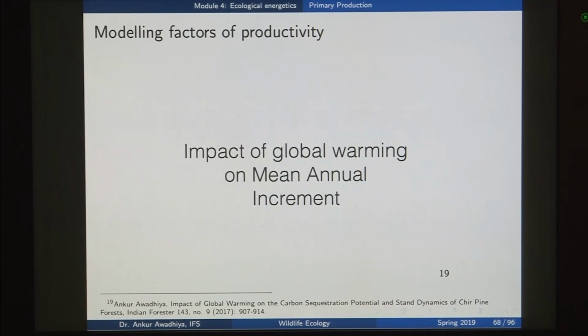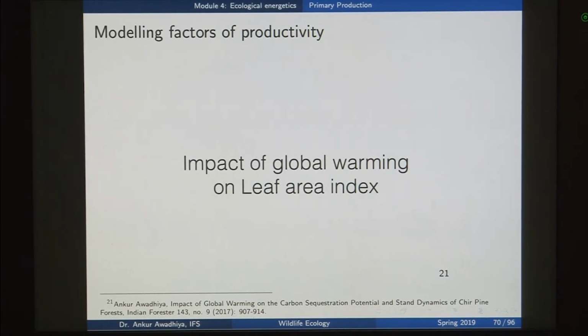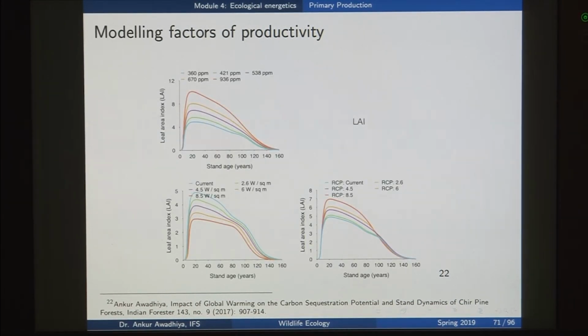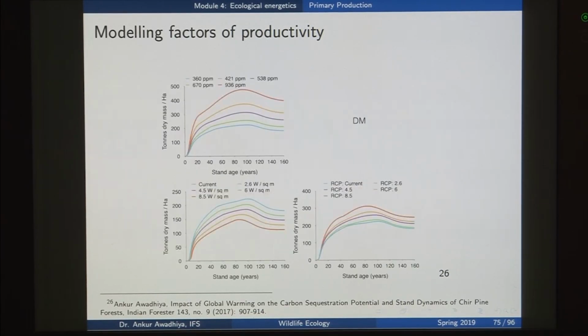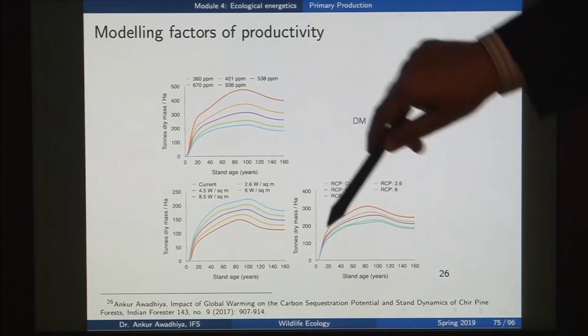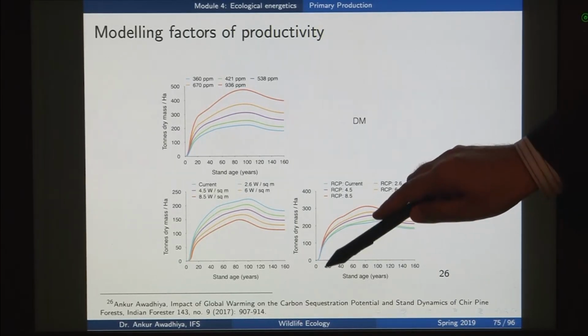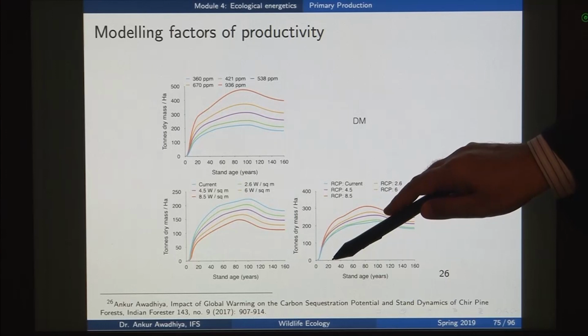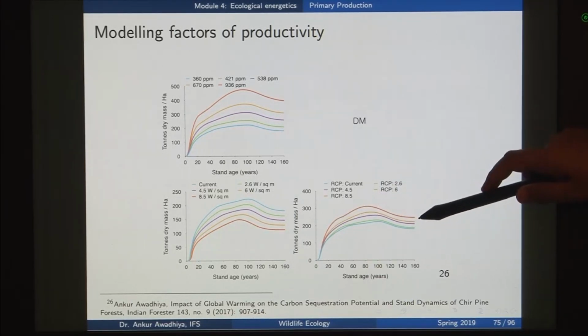Now, we can also look at things such as the mean annual increment of the plants, the leaf area index in the stand, the gross primary productivity, or the amount of carbon sequestration that we have. This curve is important because it shows that as the stand progresses in age, the total amount of carbon that has been sequestered increases to a maximum and then starts decreasing.